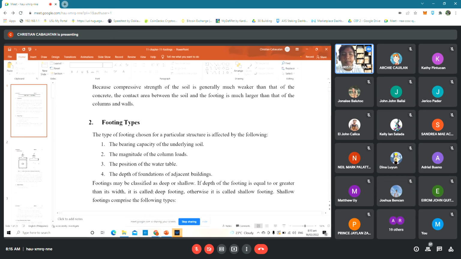The first one is the bearing capacity of the underlying soil. Take note that the stress should not exceed the soil bearing capacity. The second one is the magnitude of the column loads. The third one is the position of your water table. It is not advisable for your footing to be put right on the water table. It can add some effects to your footing, and eventually it can also affect your foundation or your building or structure. And then the fourth one is the depth of the foundation of the adjacent building.